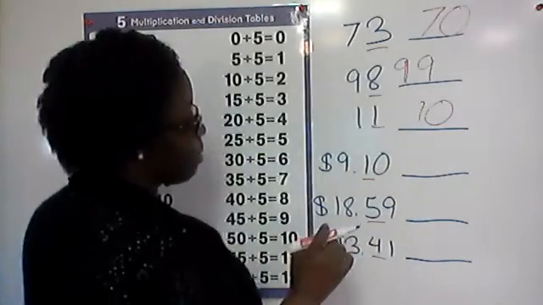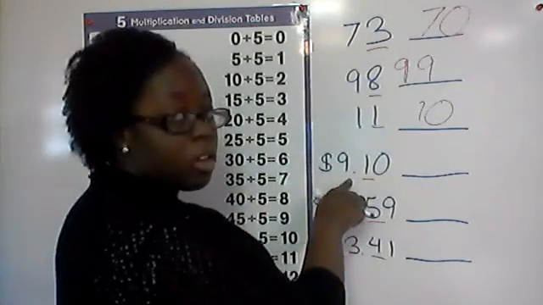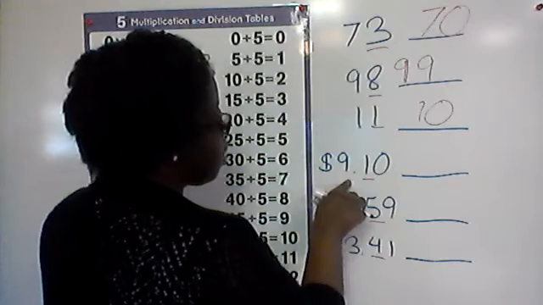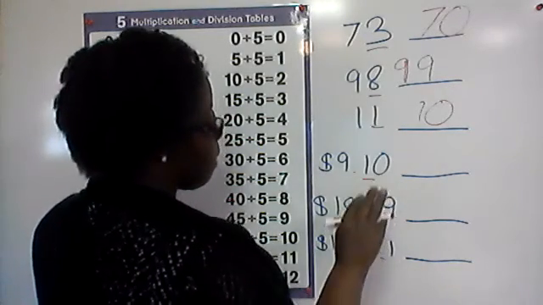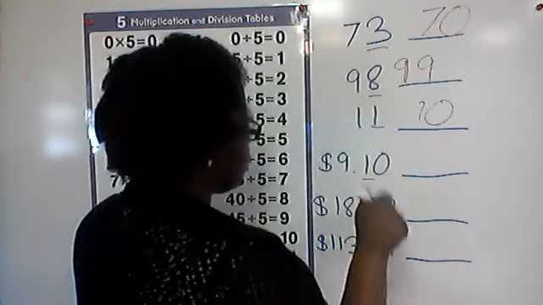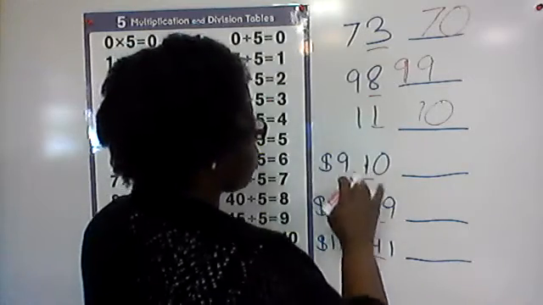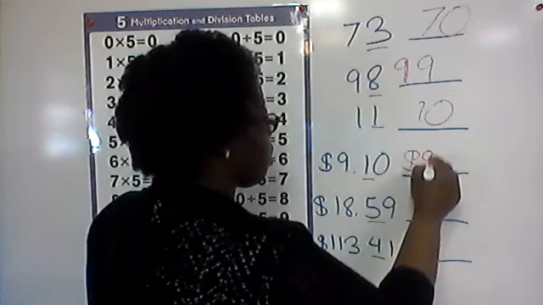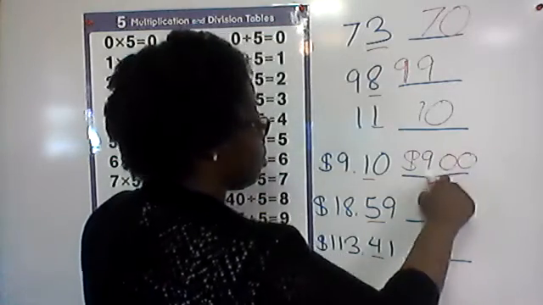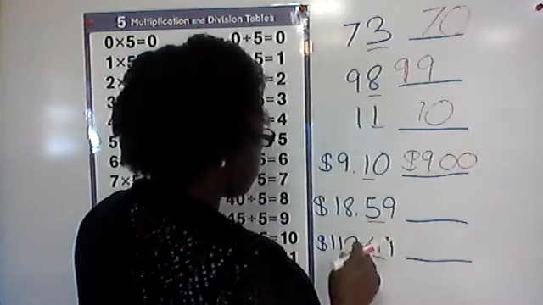Coming down to the money, I have $9.10. So looking at the 1, it is below the 5 mark that we were talking about. It's below the 4, so we're going to need to round down to $9. You still want your 2 zeros to hold those spots.